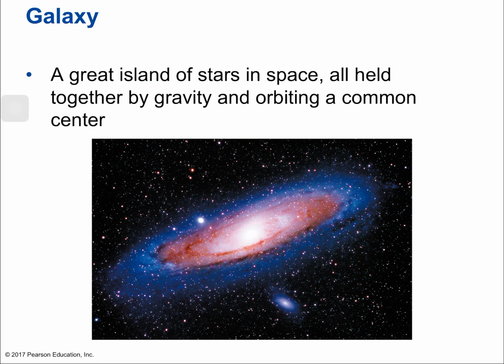A galaxy, as we talked about, is an island of stars in space. It's held together by gravity. There are some other forces at play, such as dark matter, and it is orbited at a common center. We think that most galaxies have supermassive black holes at their center. It's just a matter of whether that supermassive black hole is active or not, and that defines a quasar versus a more mature galaxy. But we'll talk about that in our chapter on galaxies.